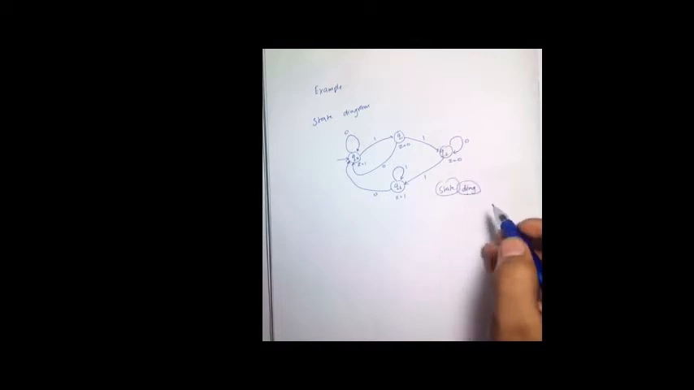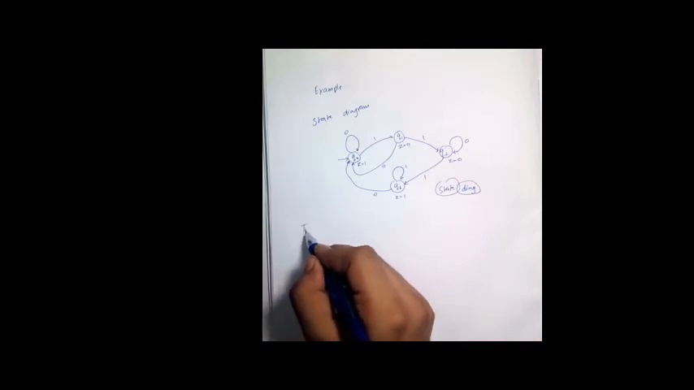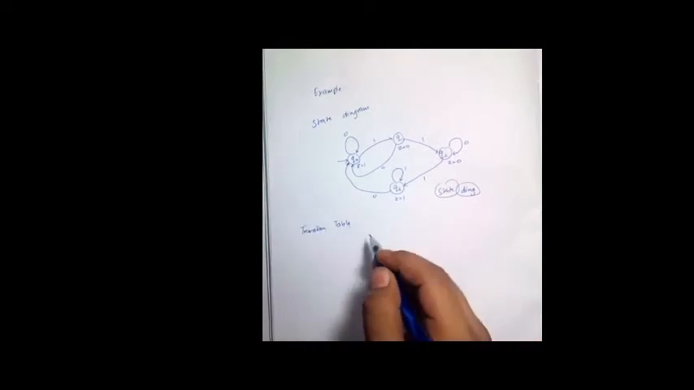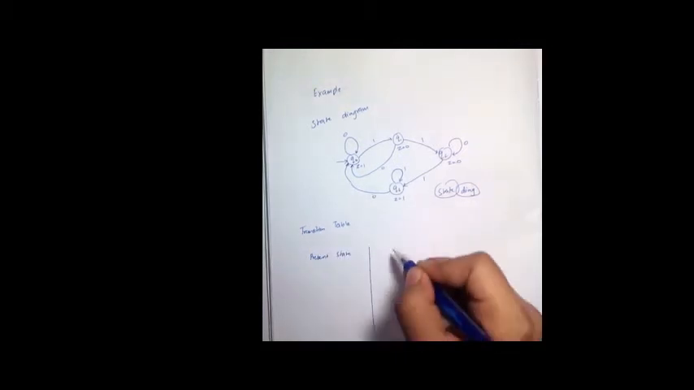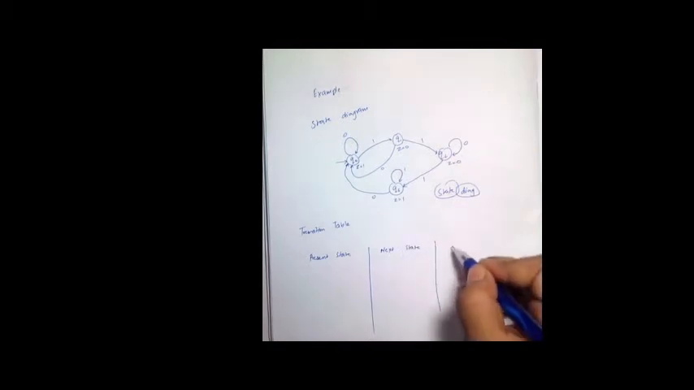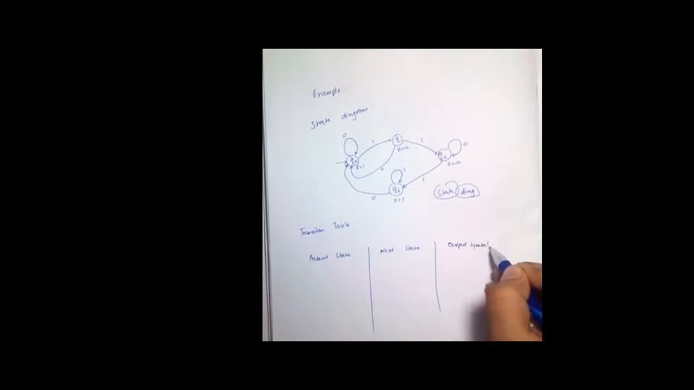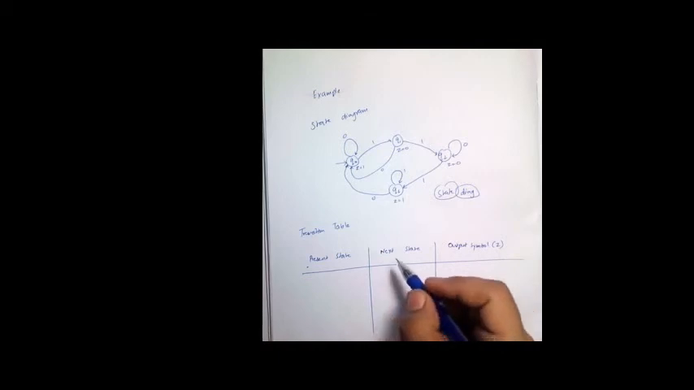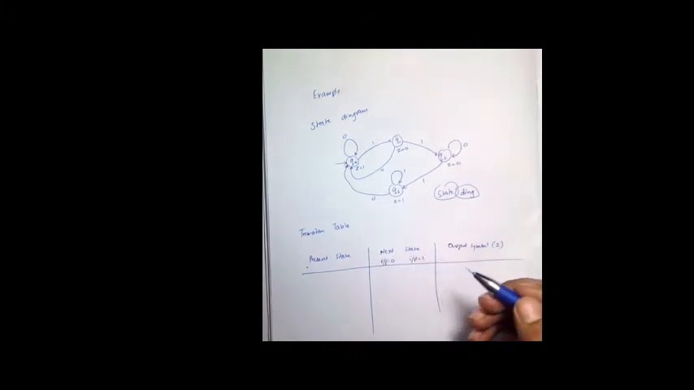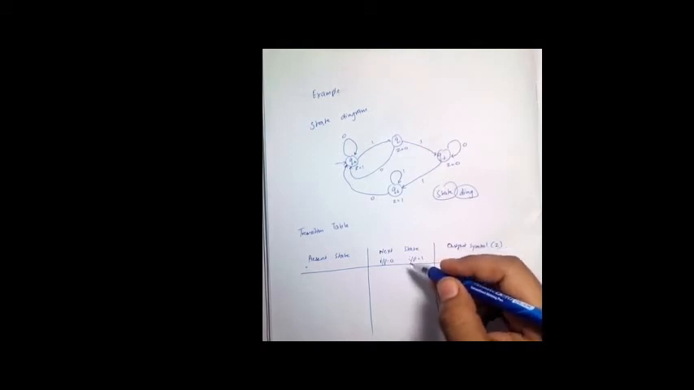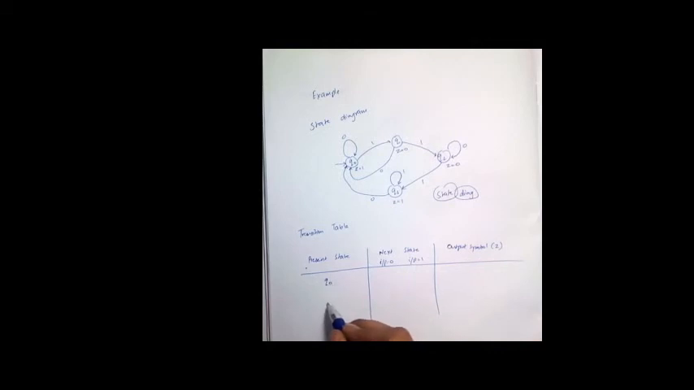So now for this state diagram we'll be making a transition table. To make a transition table, we'll make 3 columns: present state, next state, and the output symbol, which in this case is Z. In the next state column our input can be either 0 or 1, so the next state will be decided on the basis of whether the input is 0 or 1. So we make two subdivisions in this. First we'll write all the states that we have in the state diagram of the Moore machine. So here we have Q0, Q1, Q2 and Q3, where Q0 was our starting state.